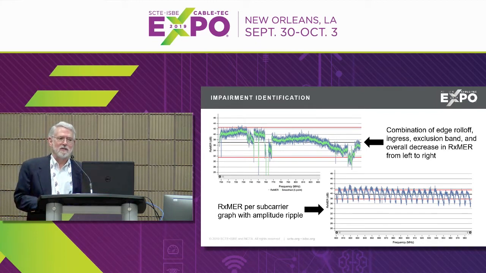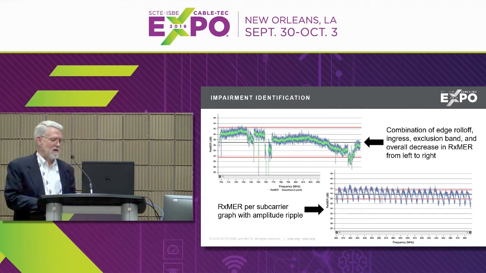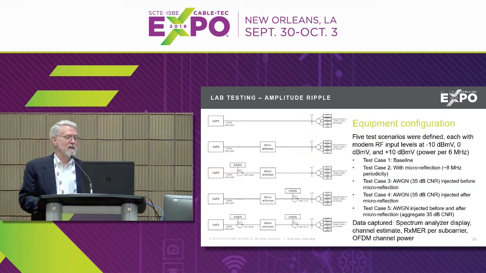And initially, when some of this was first being seen by some folks, they said, well, it's kind of a strange looking oscillation that's going on. And we said, no, I think that's probably related to a microreflection. But what makes it weird is it doesn't always show up, even when there's a microreflection present all the time. This does not always show up in the RX-MER per subcarrier plot, and there's a reason for that.